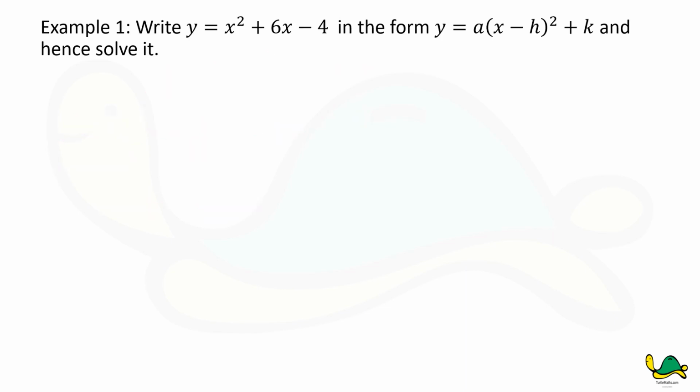Example 1. Write y equals x² + 6x − 4 in the form y equals a(x − h)² + k, and hence solve it. So there are two parts in this question. Part 1, writing the given equation into vertex form using completing the square. So let's just start with our part 1.